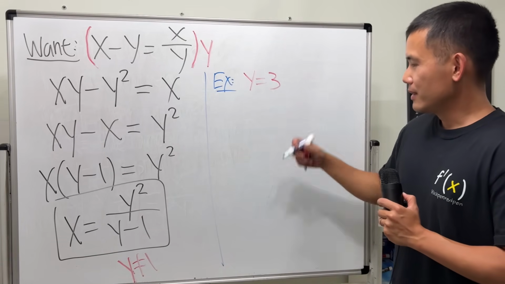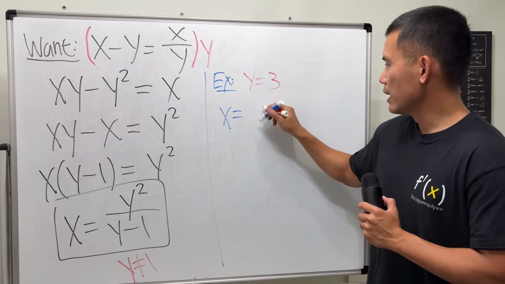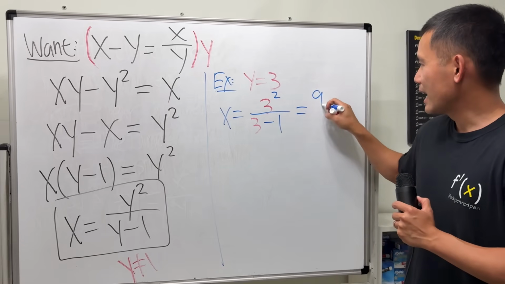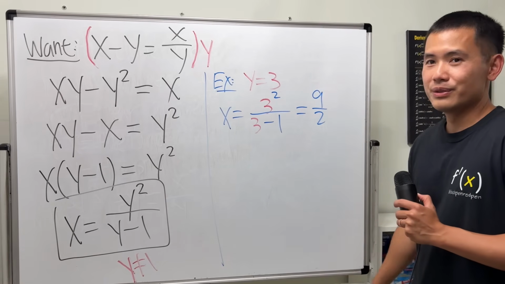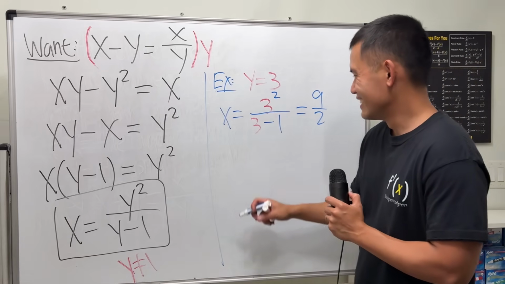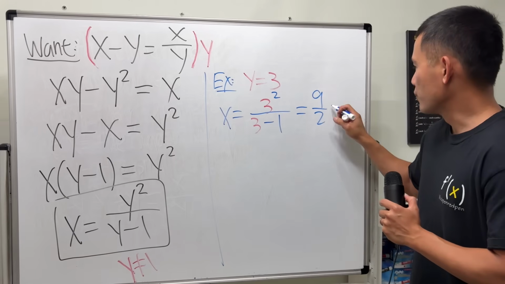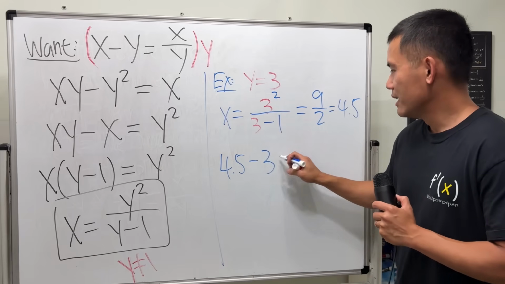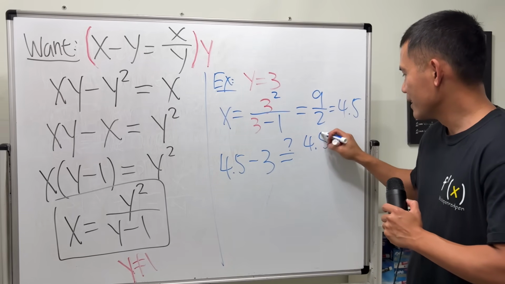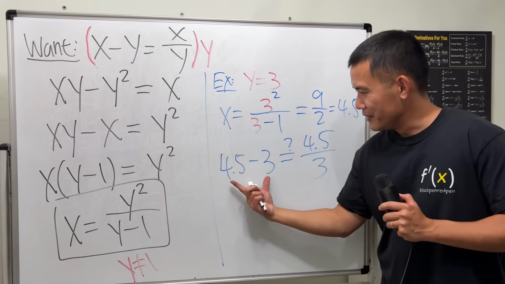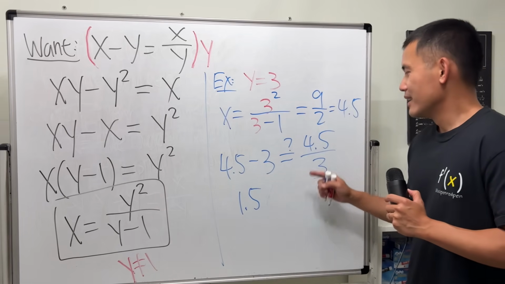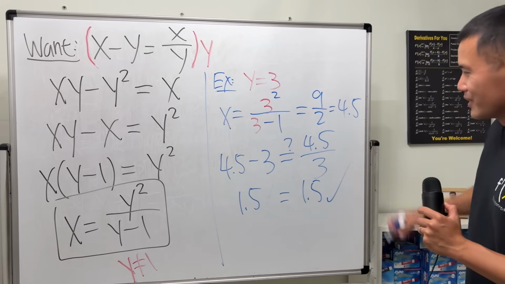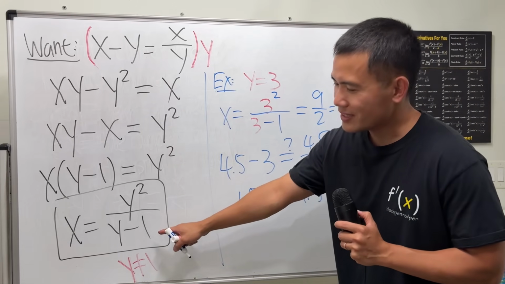If y is equal to 3, okay, then that means x is equal to 3 squared over 3 minus 1. On the top is 9, on the bottom is 2, so we have 9 over 2. Does this work? Let's check. So the big number is actually 4.5. So if you look at 4.5 minus 3, is that equal to 4.5 divided by 3? If you look to the left hand side, we get 1.5. And then the right hand side, 4.5 divided by 3, that's also 1.5. Hey, they magically match. Well, not that magical, because we force it to happen.